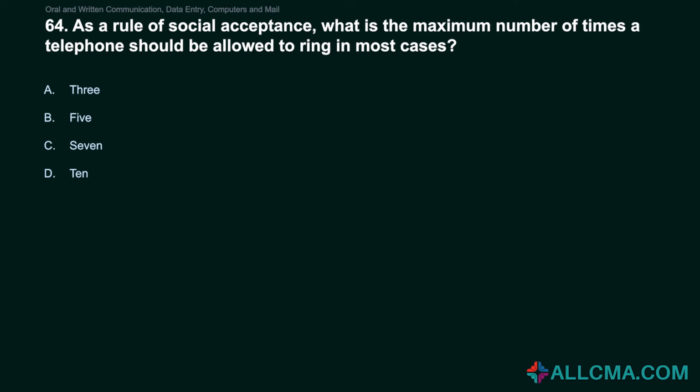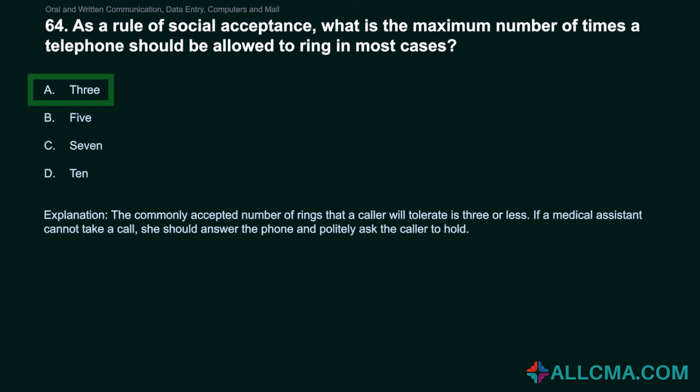64. As a rule of social acceptance, what is the maximum number of times a telephone should be allowed to ring in most cases? A. 3. B. 5. C. 7. D. 10. Correct answer, 3. The commonly accepted number of rings that a caller will tolerate is 3 or less. If a medical assistant cannot take a call, she should answer the phone and politely ask the caller to hold.